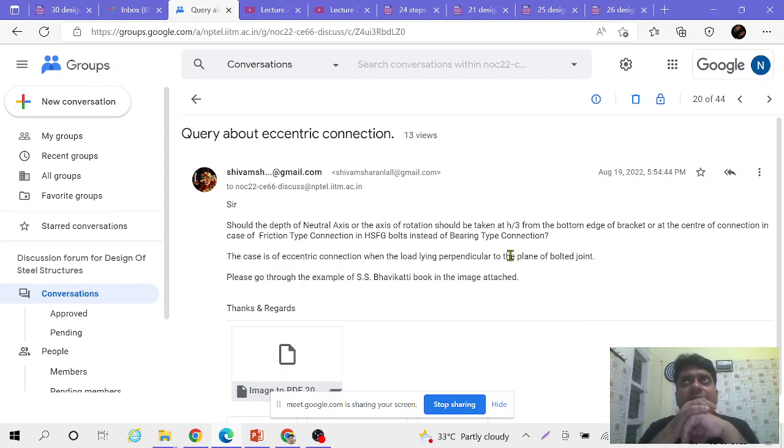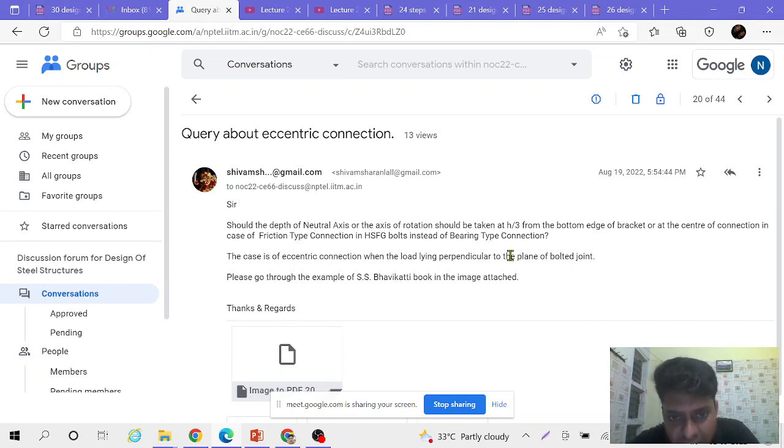Wait a minute. Let me read it once. Should the depth of neutral axis... here h by 7 should be there. H by 7, by mistake I have written 3, it is h by 7. Okay.